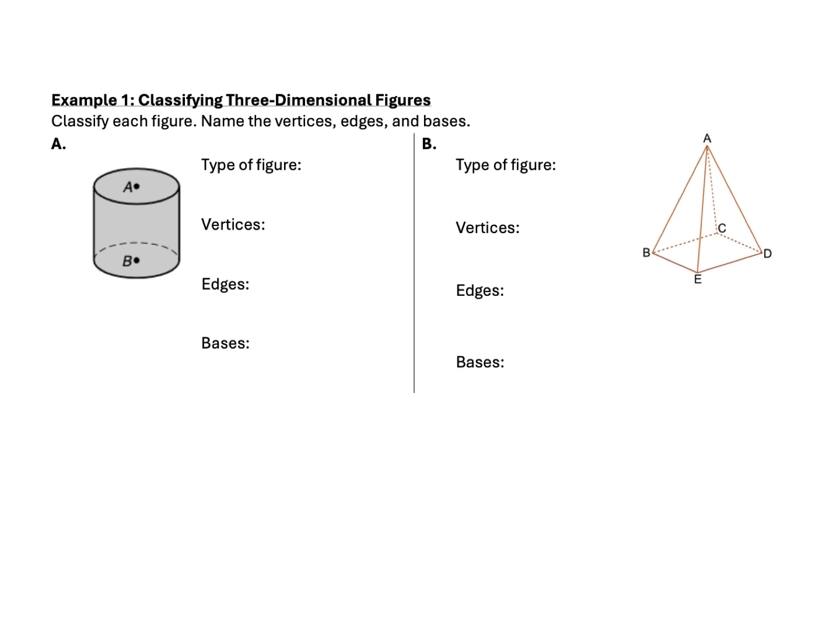Notice that in figure A here, we have circular bases and a curved surface. That makes this a cylinder. So the type of figure is a cylinder. And then the bases of the cylinder are the 2 congruent and parallel circles, which are circle A and circle B. Circles you can abbreviate with the circle and the dot in the middle. So I have circle A and circle B. Now, cylinders do not have any edges because of that curved lateral face. So there's no edges or vertices. So here I'm just going to write none.